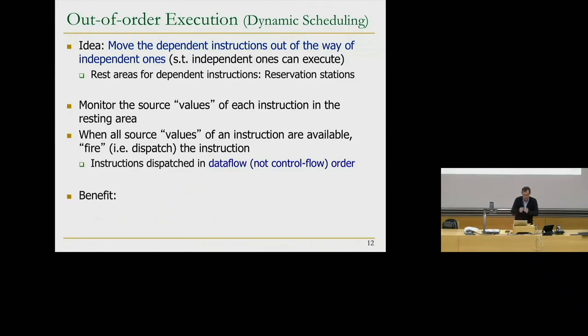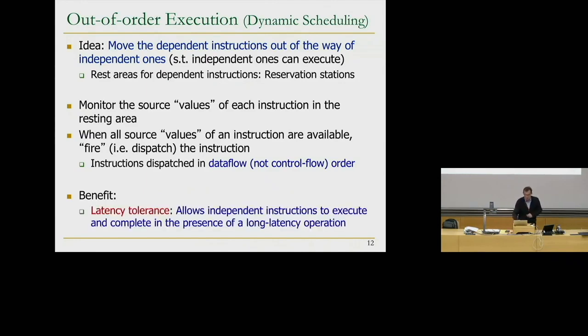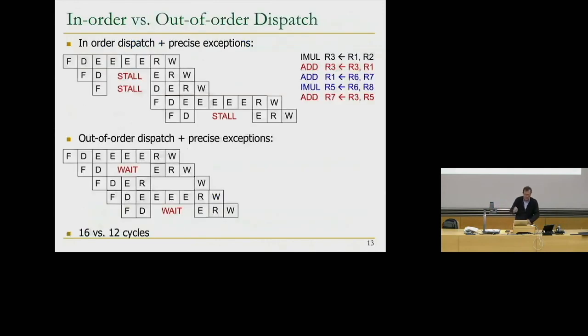And the key benefit is now independent instructions can execute and complete in the presence of a long latency operation. If you have a long latency multiply and then an instruction that's dependent on it, you don't wait for that. Other instructions that are independent can go and execute and even finish. So you don't need to stall the pipeline for these long latency operations. Okay, so this is a simple example, a high level first, and then we're going to go into the machinery of this.